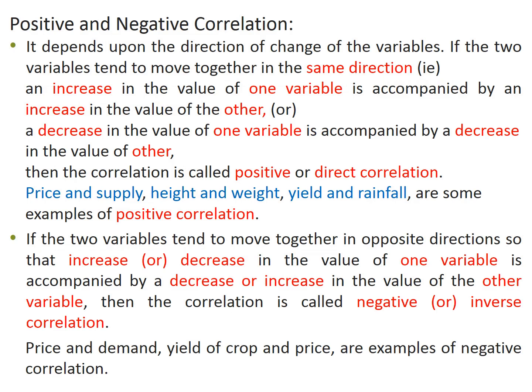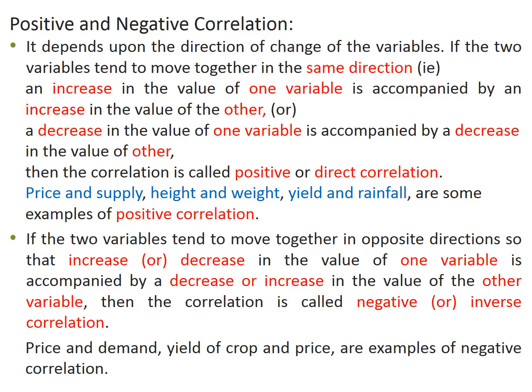Positive and negative correlation depends upon the direction of change of the variables. If the two variables tend to move together in the same direction, that is, an increase in the value of one variable is accompanied by an increase in the value of the other, or a decrease in the value of one variable is accompanied by a decrease in the value of the other, then the correlation is called positive or direct correlation.